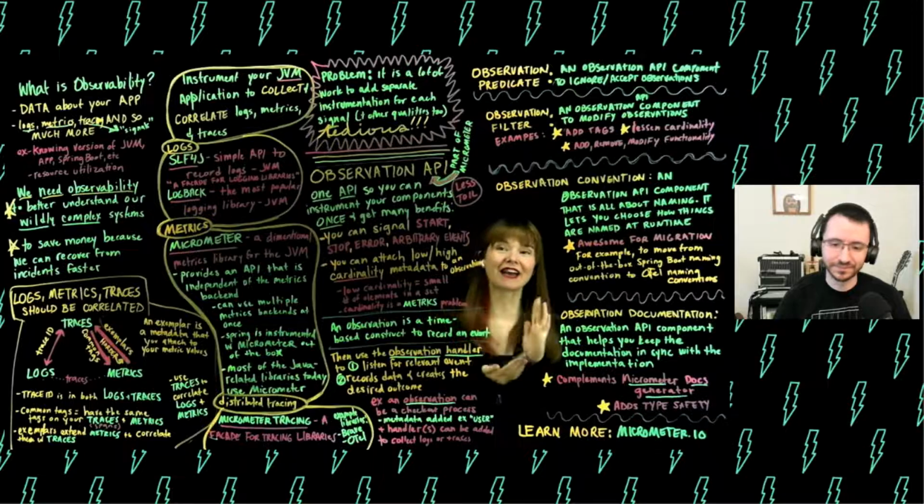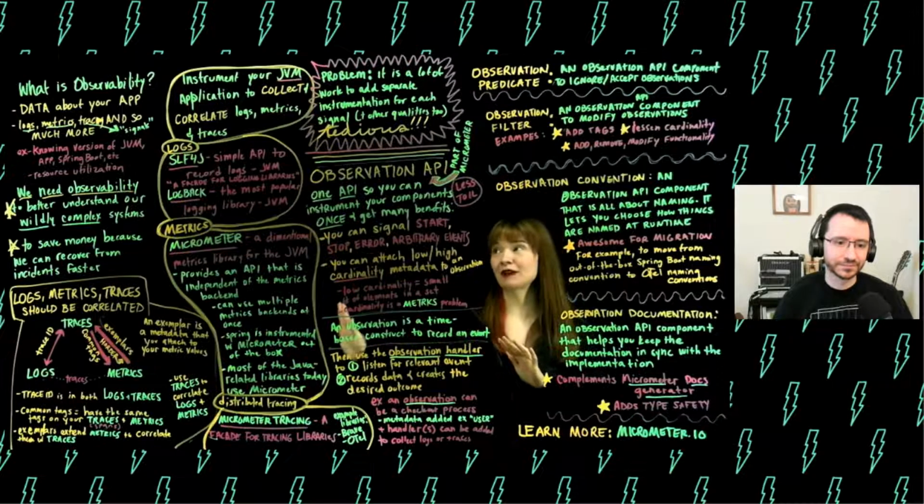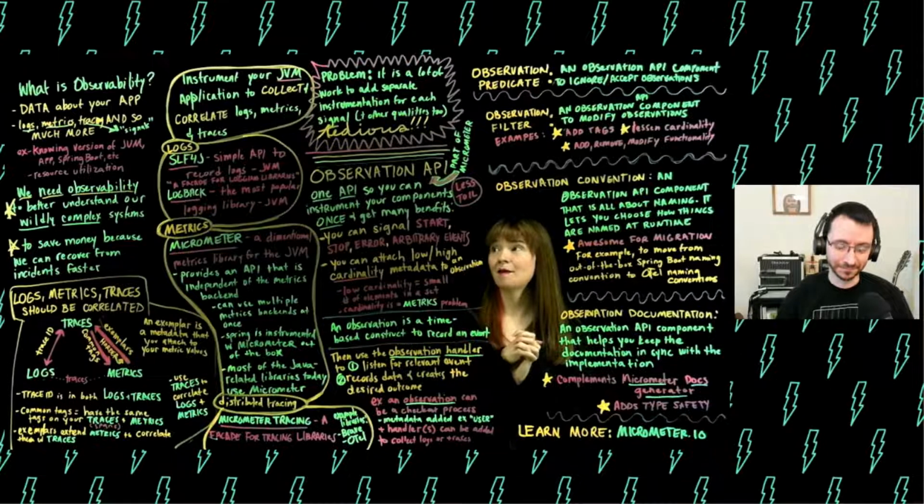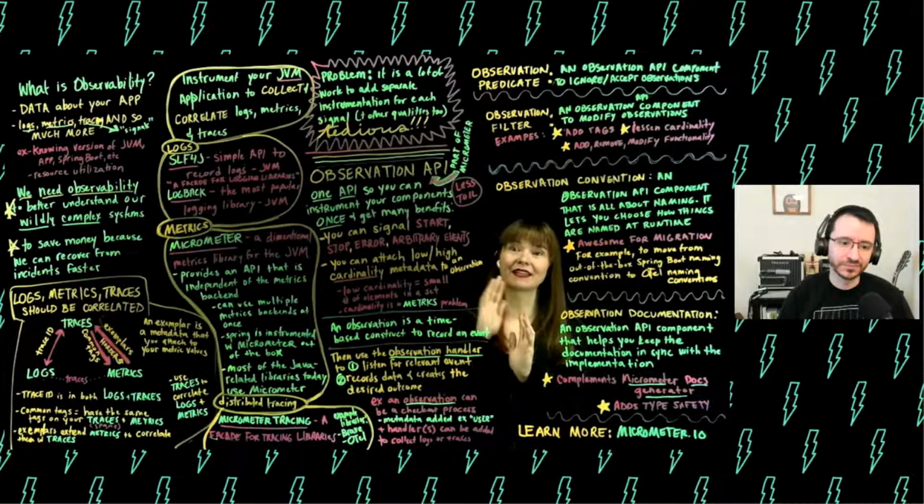So we did a lot of context, which is great. So what is observability? The bottom line is that it's data about your app. There's logs, metrics, and tracing, but there's also so much more. You talked about versions of things, versions of the JVM, versions of your particular application, versions of Spring Boot. Another example of something that doesn't fall in logs, metrics, or traces would be resource utilization. So there's so much more.